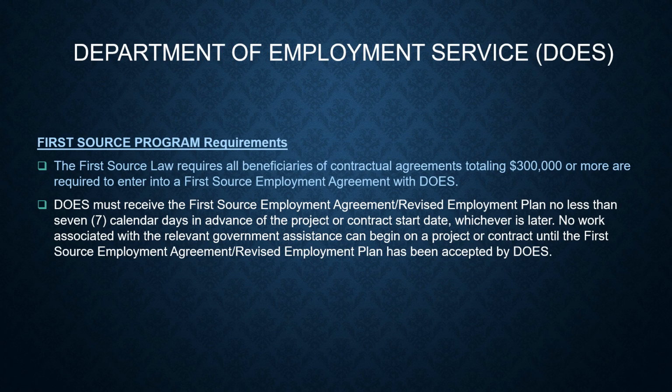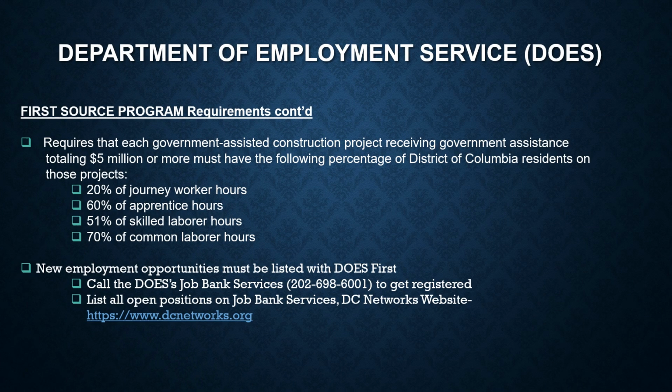The First Source program requires the following workforce percentages to be met on this project. 20% of all journey worker hours must be performed by district residents. 60% of all apprenticeship hours must be performed by district residents. 51% of all skilled labor hours must be performed by district residents. 70% of all common labor hours must be performed by district residents.